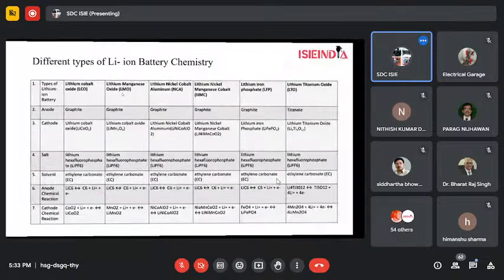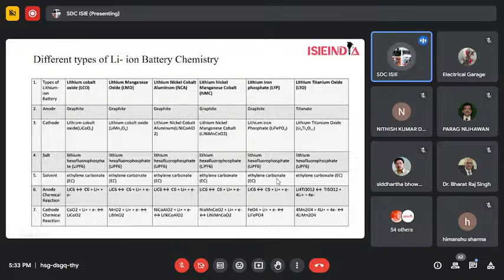So here, lithium iron phosphate. Lithium iron phosphate is the most used chemistry inside the electric vehicle, as these other chemistries are not used as much. Here we are using LFP. The anode is the same inside most of the battery packs, right? Just in LTO, lithium titanate oxide, we are using titanate as the anode. Other things will remain the same.